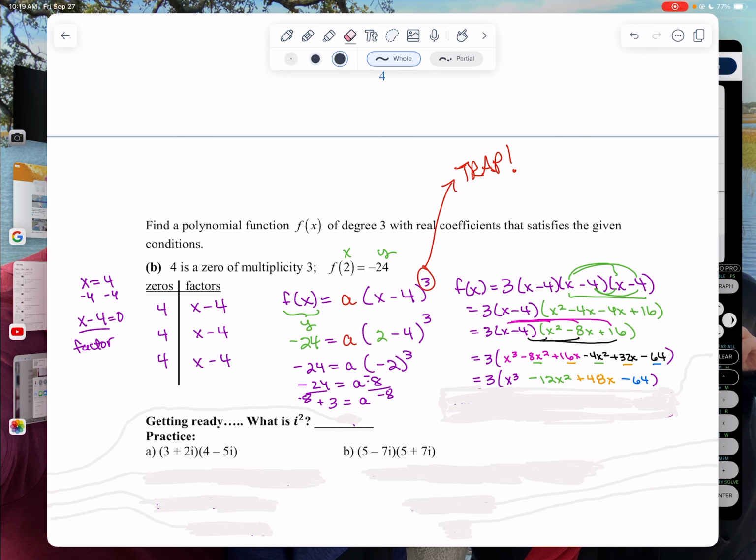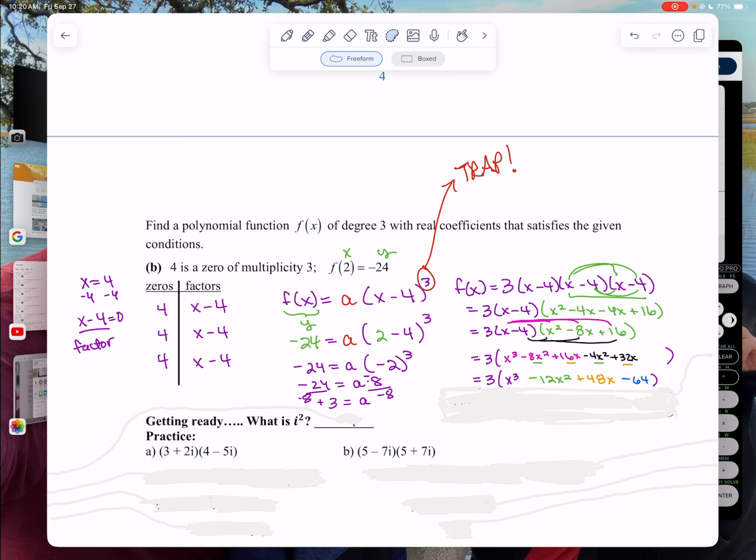So there's my, notice I left my 3 out there. I don't have any more x to the third, so I just wrote that down. Then I've got my x squareds there, and I combined those. I combined my x's and got 48x. And then I just have that minus 64 left.